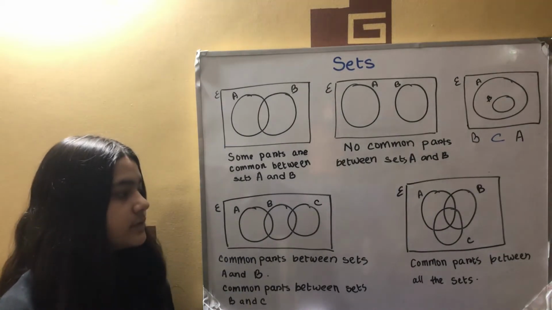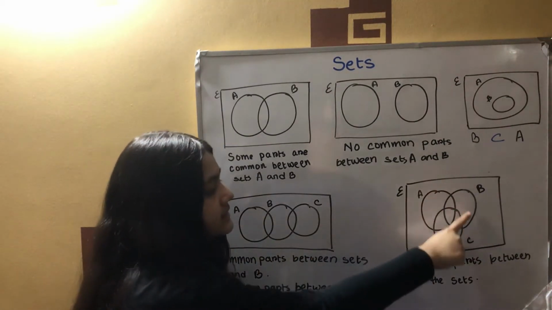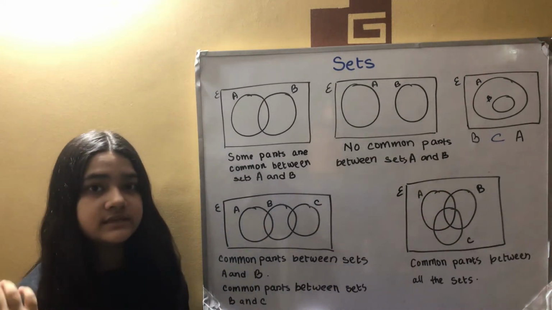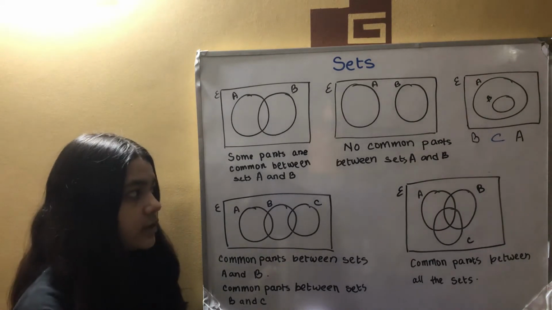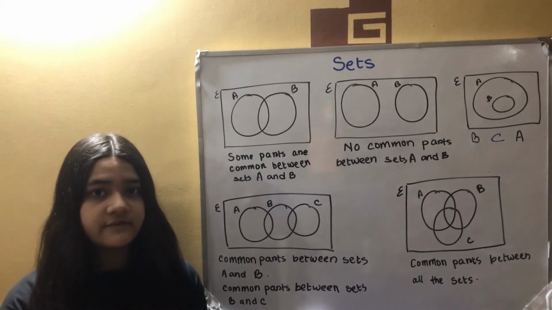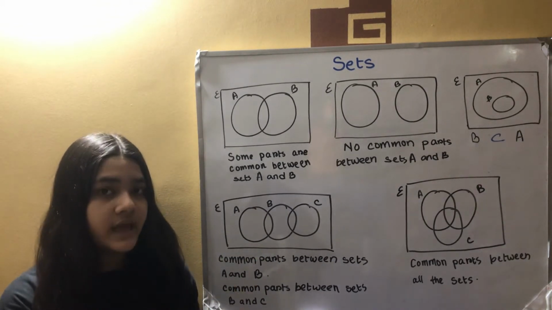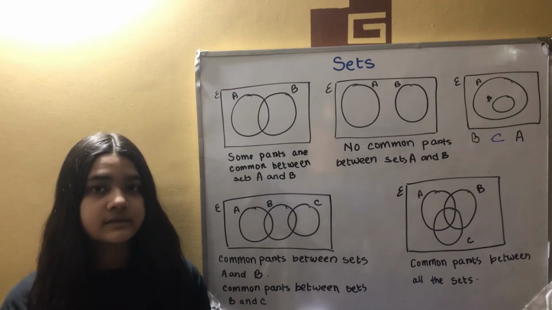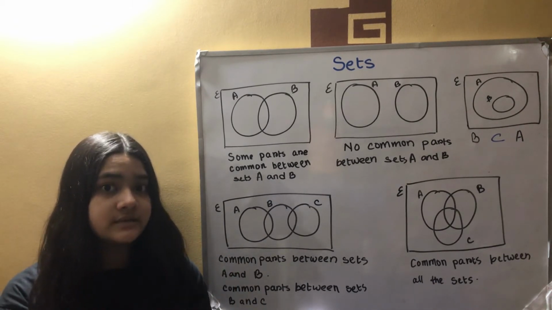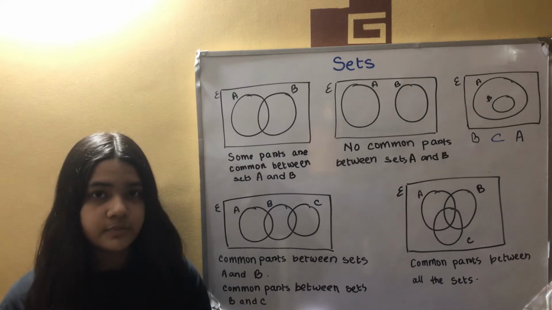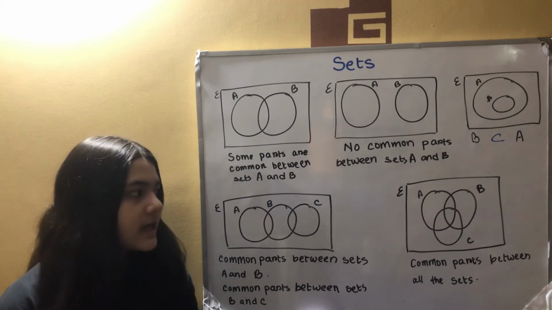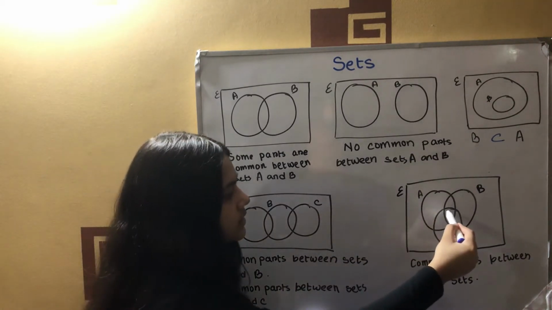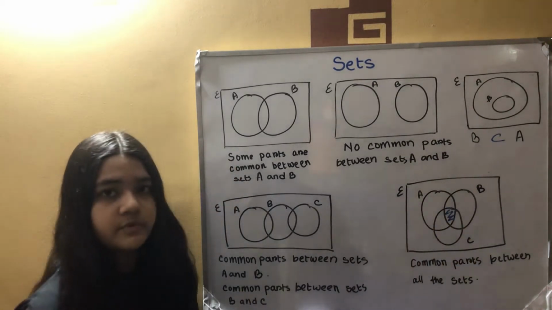And lastly, we have this Venn diagram containing set A, set B and set C. In this Venn diagram, all the 3 sets have common parts. Set A and set B have some common parts. Set A and set C have some common parts. And set B and set C have some common parts. And all of them together have a common part.